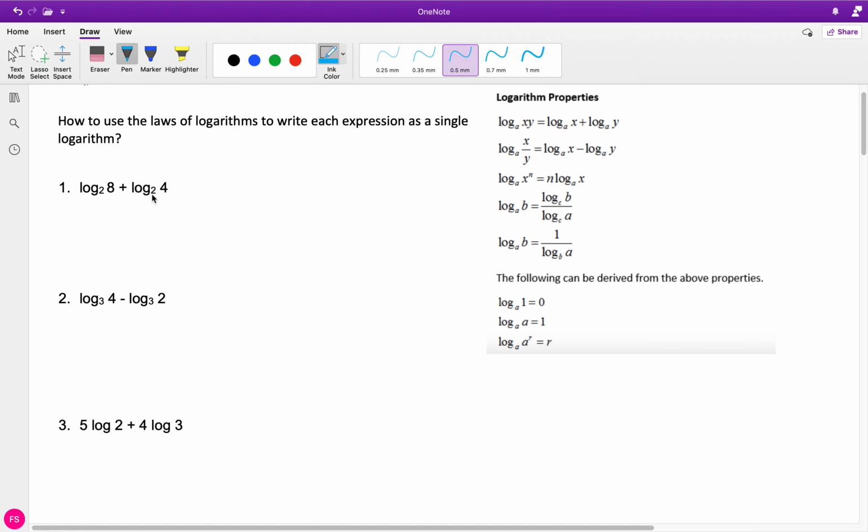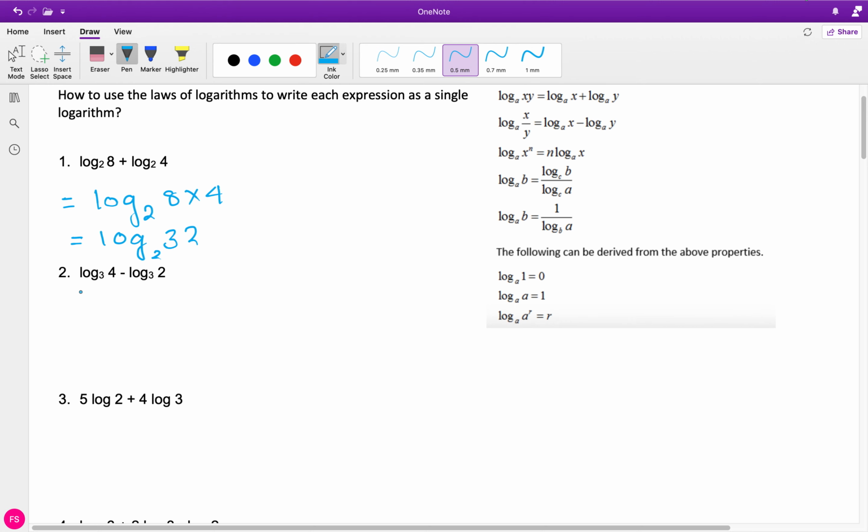This is the first question: log of 8 plus log of 4. We know that whenever you have the same base and you add two logs, you can just multiply the terms together. So I can write log base 2, the base doesn't change, and you multiply these two things. 8 times 4 is 32. So log base 2 of 8 plus log base 2 of 4 equals log base 2 of 32.